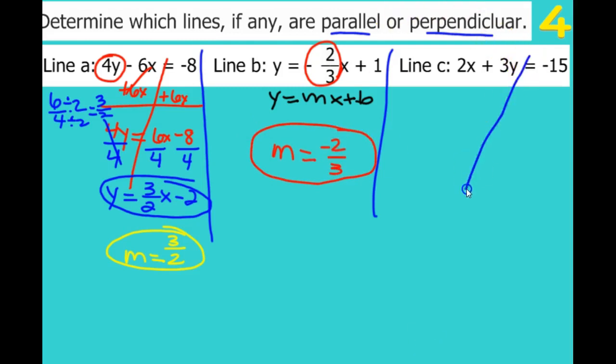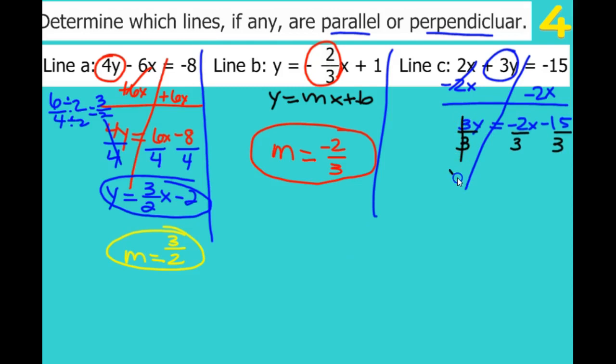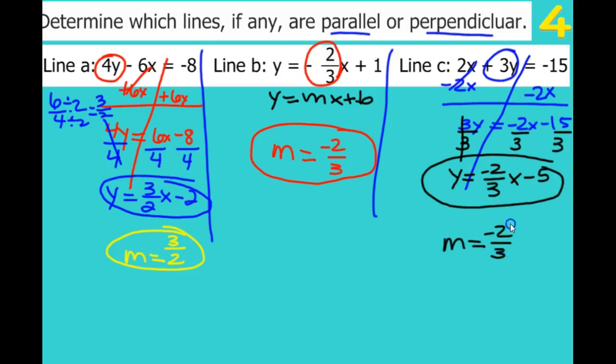And then our last line, we also need to solve this one to get y by itself, so I'm going to subtract 2x. So we have 3y, write your x's first, negative 2x, and a minus 15. So divide by 3 to get y all by itself. We have y equals negative 2/3 x minus 15 divided by 3 is 5. So our slope in this equation in front of the x is negative 2 over 3.